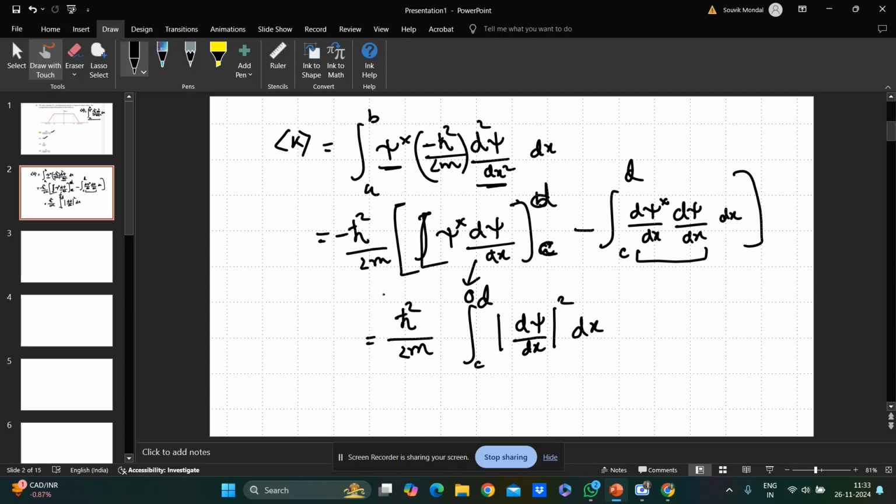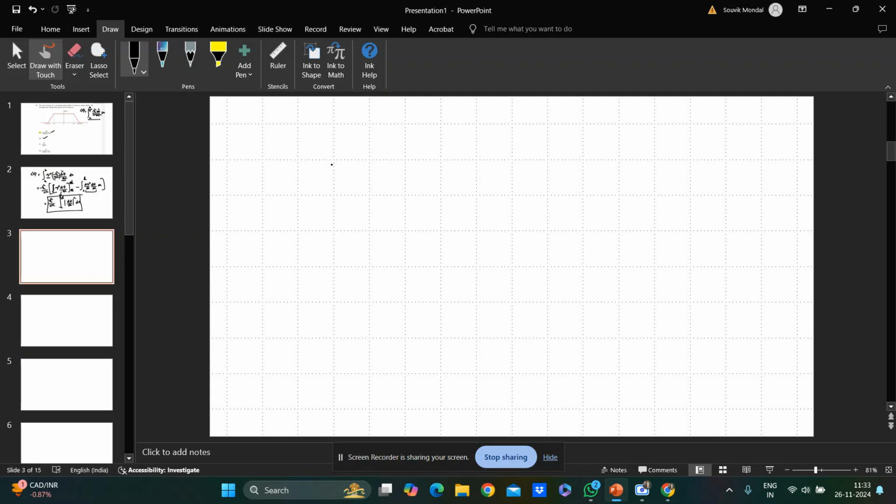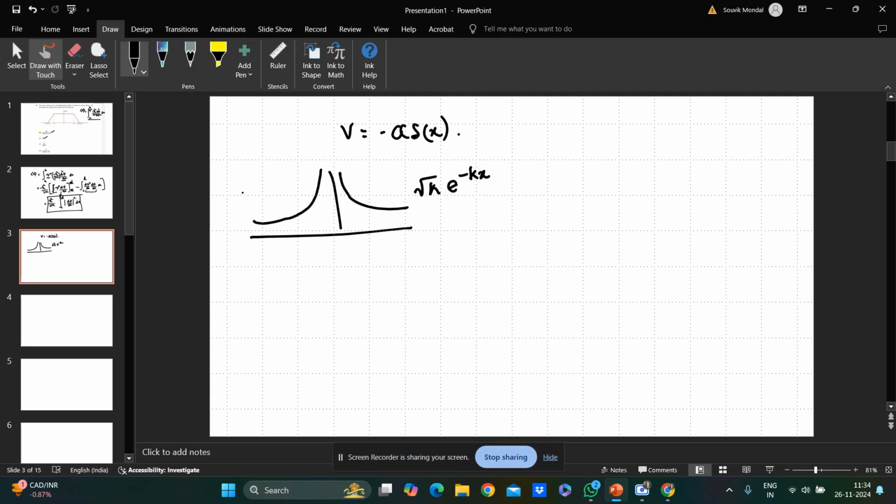So this is a very important formula, and why this is very important, let me tell you. Let me give you a very common example. Most of you know this, the example of delta function potential. Okay, V is minus alpha delta x. All of you know that the wave function looks like this. There is root k e to the power minus kx for x greater than 0, and for x less than 0 it is root k e to the power kx. So there is a discontinuity of d phi dx at x equal to 0. So d phi dx is not continuous at x equal to 0.